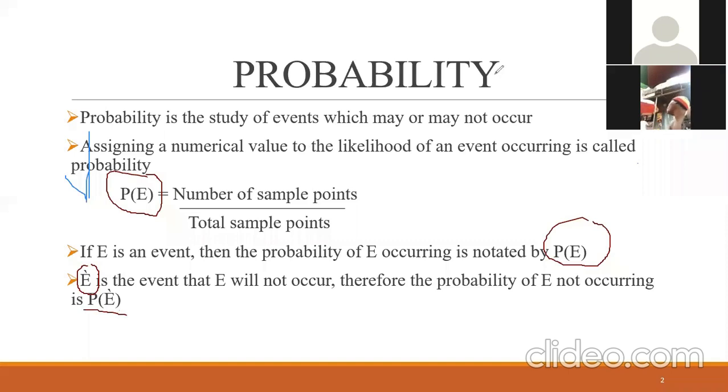So let's take an example. The event that your network will be off during this period of me teaching is E. Is that okay? Now, the event that your network will not be off and that you stay through the teaching to the end is E bar. Therefore, the probability that your network will go off is P into bracket E. And the probability that your network will not go off is P into bracket E bar.